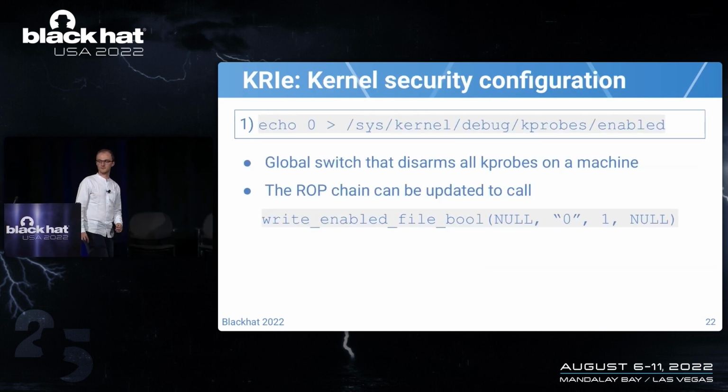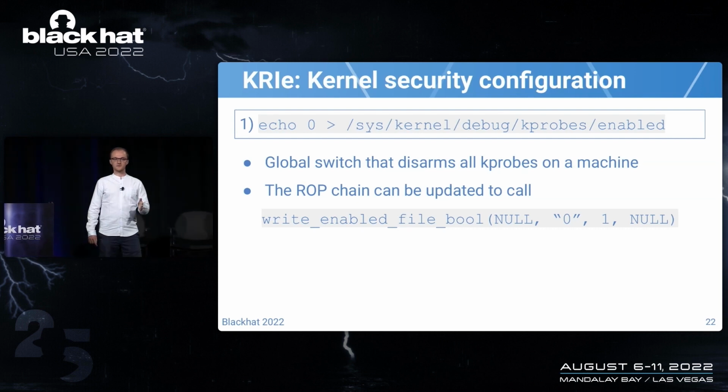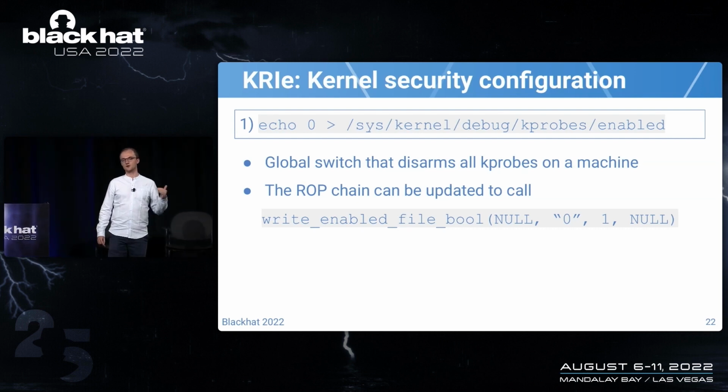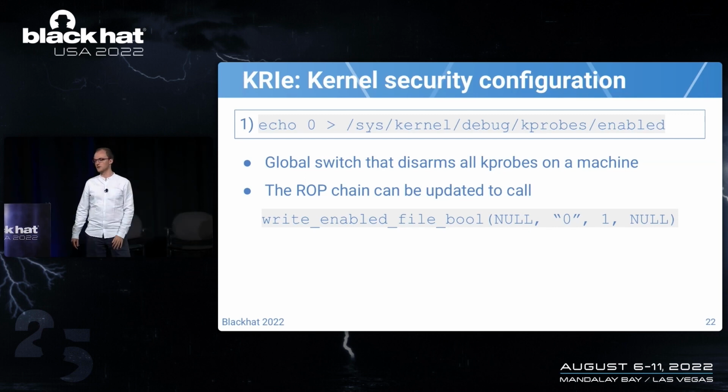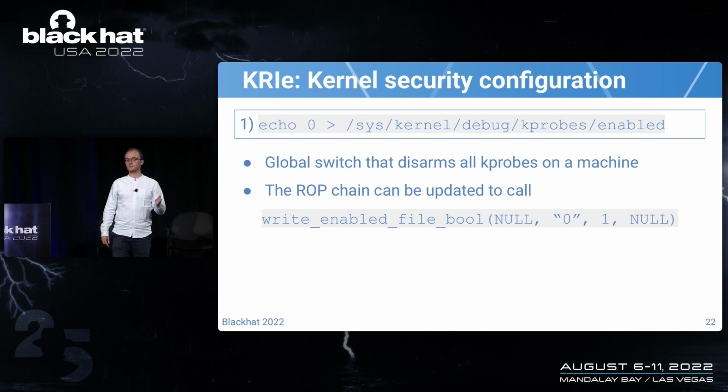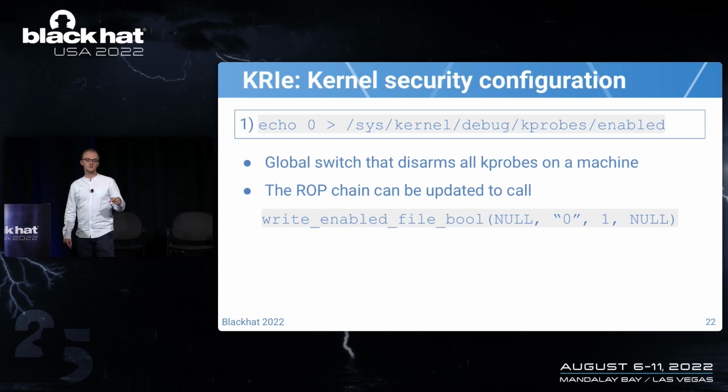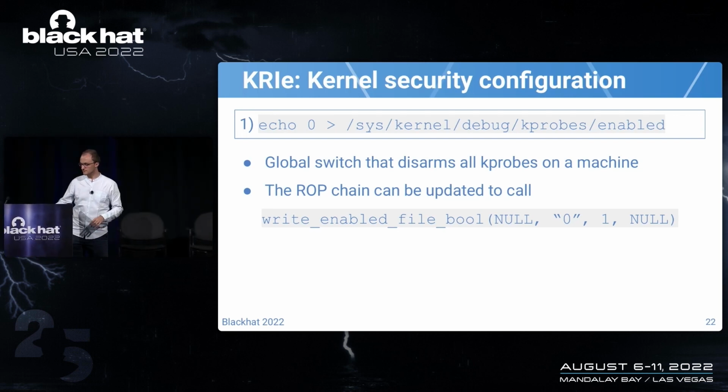All right, so let's talk about the first one. kprobes_enabled is a global kill switch to disarm all kprobes on your machine. If you look at how it works, eventually it will call the write_enabled_file_bool hook point and symbol, and you can actually update the ROP chain to do that yourself. So what you could do is use your ROP chain to try to disable all the kprobes before jumping to the commit_creds function.